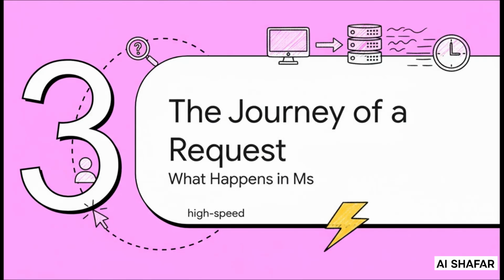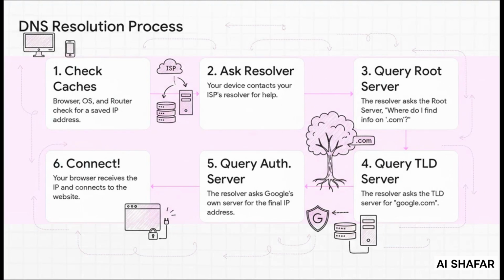Okay, now for the really cool part. Let's actually follow a single request you make online and see the incredible high-speed detective story that unfolds in the background every single time you click a link. The moment you hit enter, this amazing chain reaction kicks off. First, your browser quickly checks its own memory, its cache, to see if it's been there recently. If not, it asks your computer's operating system. Then it asks your router. Still no luck? Okay, now the real journey begins.